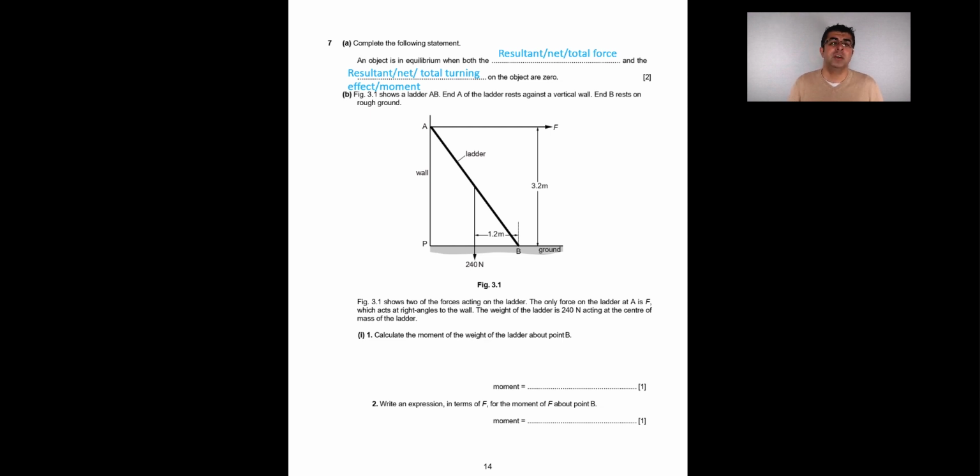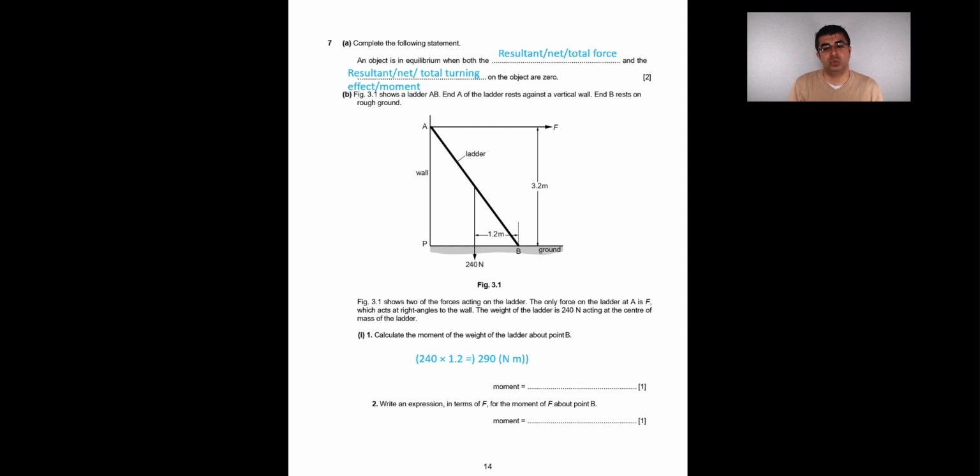Now guys, remember the definition. Moment is force times perpendicular distance from the pivot. So quite clearly here, you've got the weight of the ladder, and what's being regarded as a pivot here is the point B. So the weight of the ladder at its center of mass is 240. The distance from the pivot is 1.2. So the moment itself is 290 Newton meters.